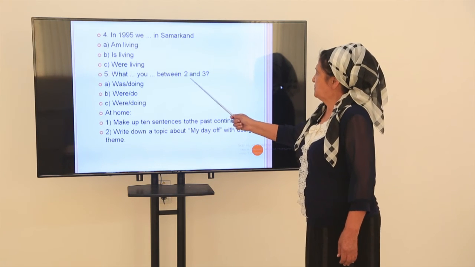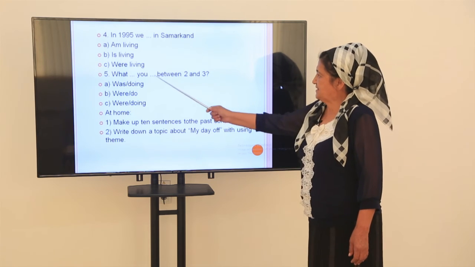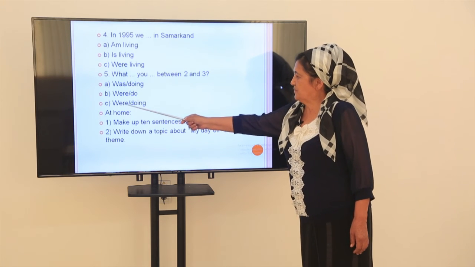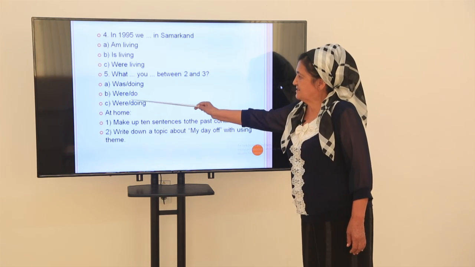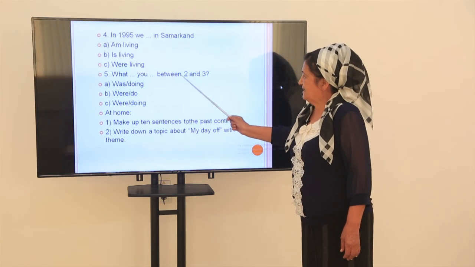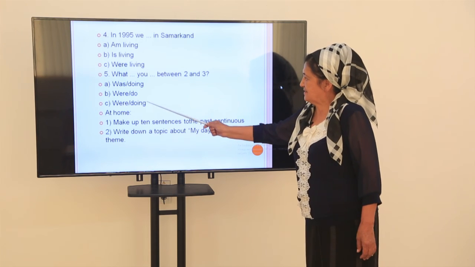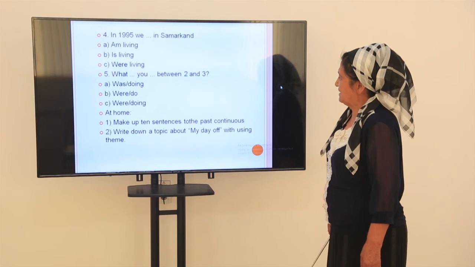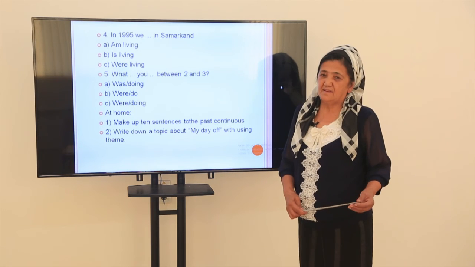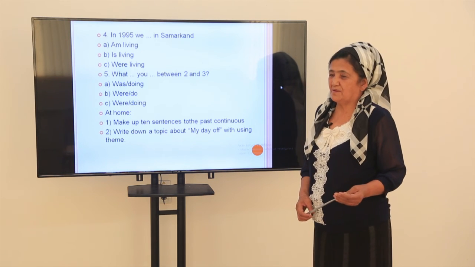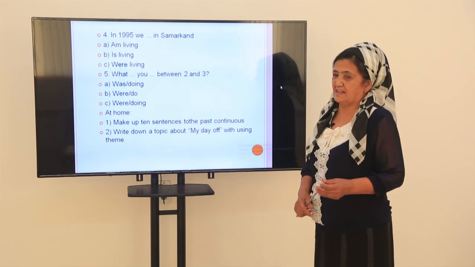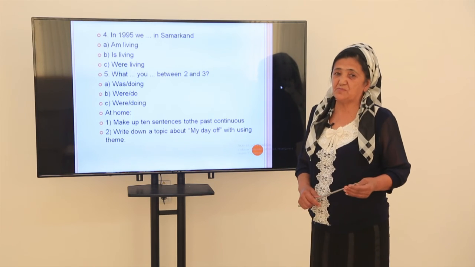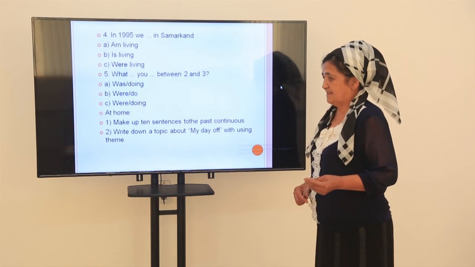What you between 2 and 3? It is in plural. Was, were. The right answer is only B, C. And the action is duration. That's right answer. What were you doing between 2 and 3? Do you understand me now? When the action is in duration in the past, we use past continuous tense.